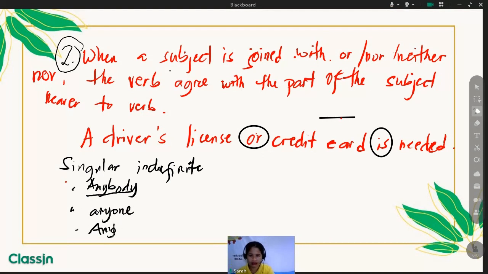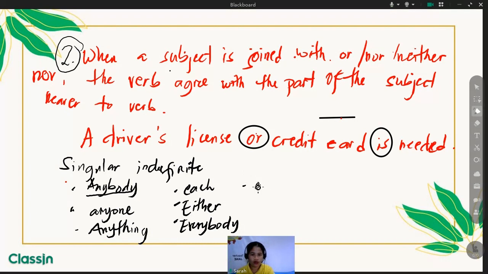Next, anything. Next is each. For example, each of us has its own responsibility. Next, either. Either he or I will go to school. Or next, everybody. When you hear the word everybody, this is a singular indefinite pronoun. Everybody is required. Everybody should participate in the said project.